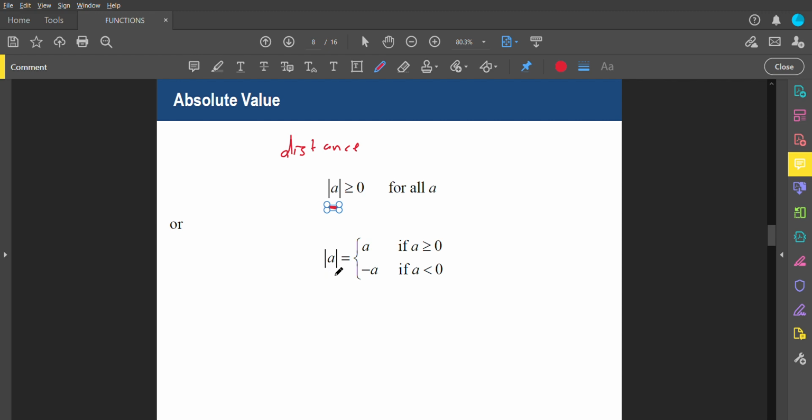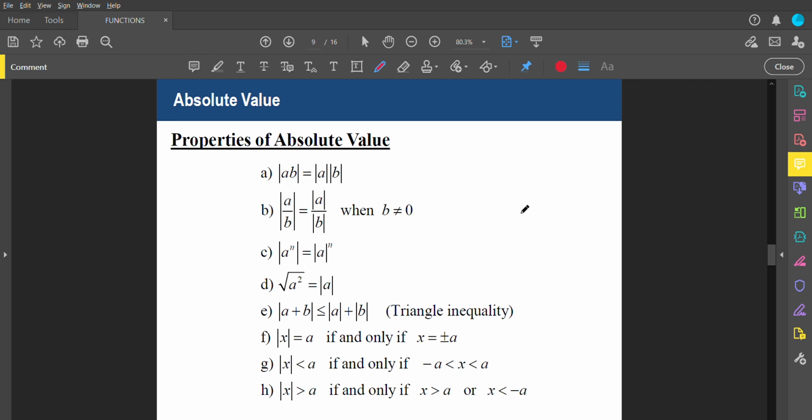Or we also have the modulus A is equal to A if A is greater than or equal to 0, and equal to negative A if A is less than 0. So these are properties of absolute value. You can pause the video and see it on your own.